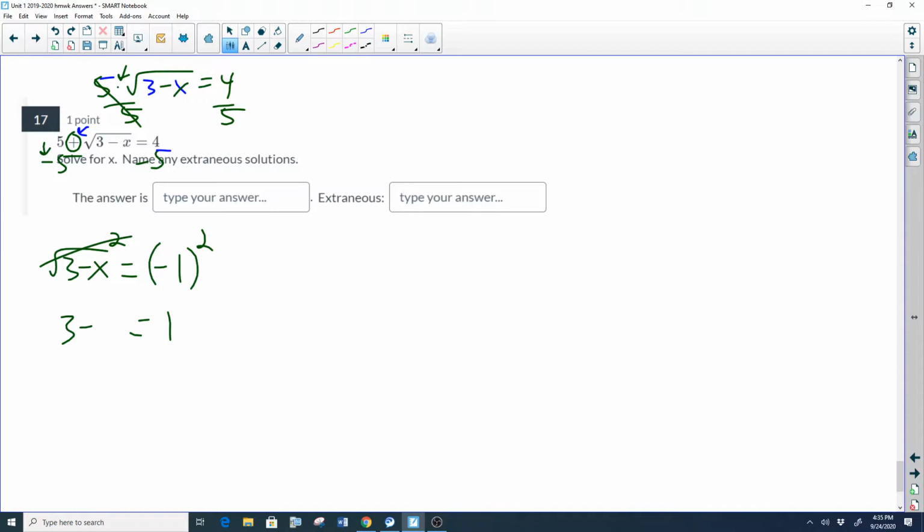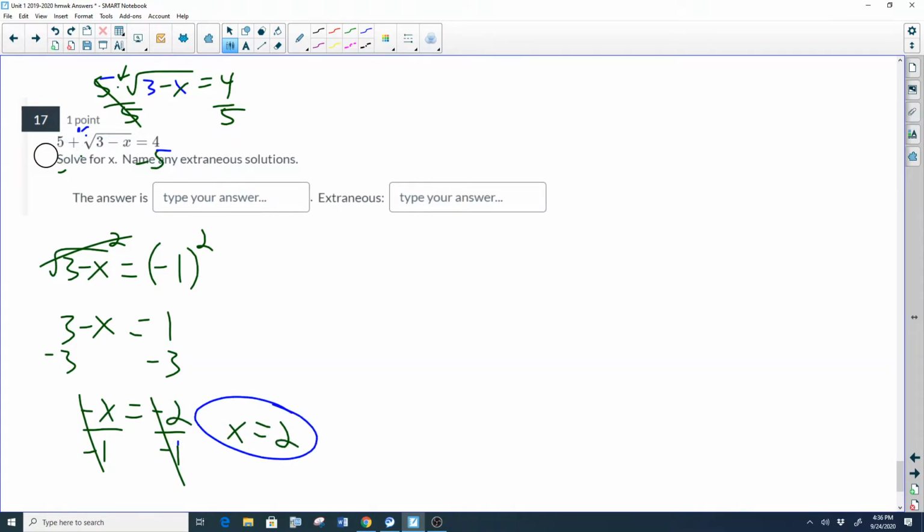The radical goes away. We'll go ahead and minus 3 from both sides. So then we'll get negative x is equal to negative 2. Now we have to divide by that negative to get it to the other side, a negative 1. And so that's going to give us a positive 2. And I'm pretty sure that works. Let's try it. So we'll plug a 2 in. So 3 minus 2 is 1. Oh, is this not going to work?